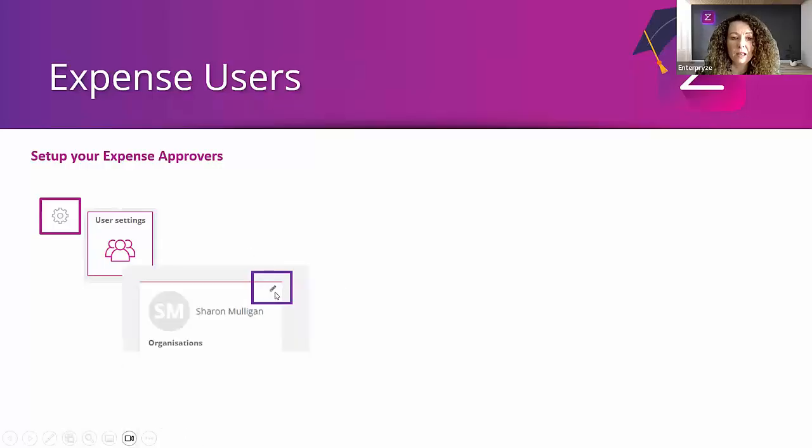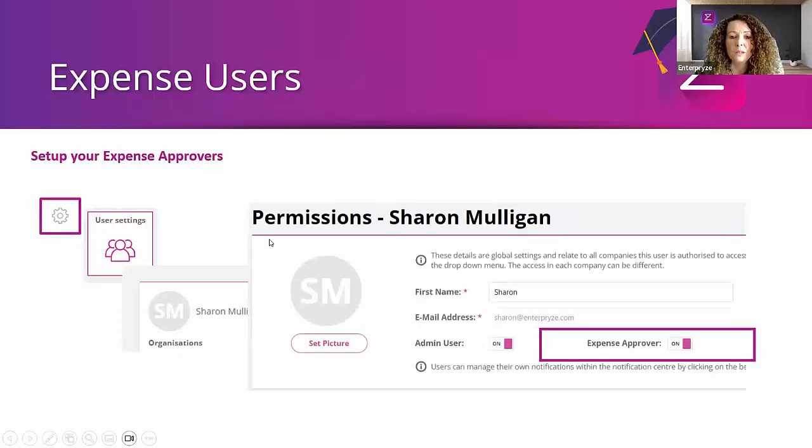What do we need to have in place to make this all work? So your expense approvers. So we go into settings, we go into user settings, where you have the little edit button above your name there. So this is for our admin users. So we click on edit and we go into the permissions here for Sharon, and you can see here there is a toggle button to say whether or not you are an expense approver. So it's as simple as that. You switch on or off as to whether you will be able to manage approval of expenses.